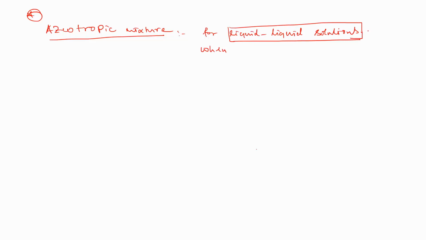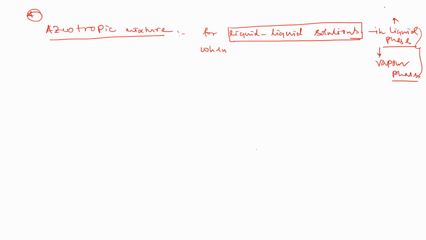Azeotropic mixture means it is also a liquid solution. Okay, so for that liquid solution, it is in the liquid phase. But if we boil it at a fixed temperature, it can show the vapor phase. So there are two possibilities.